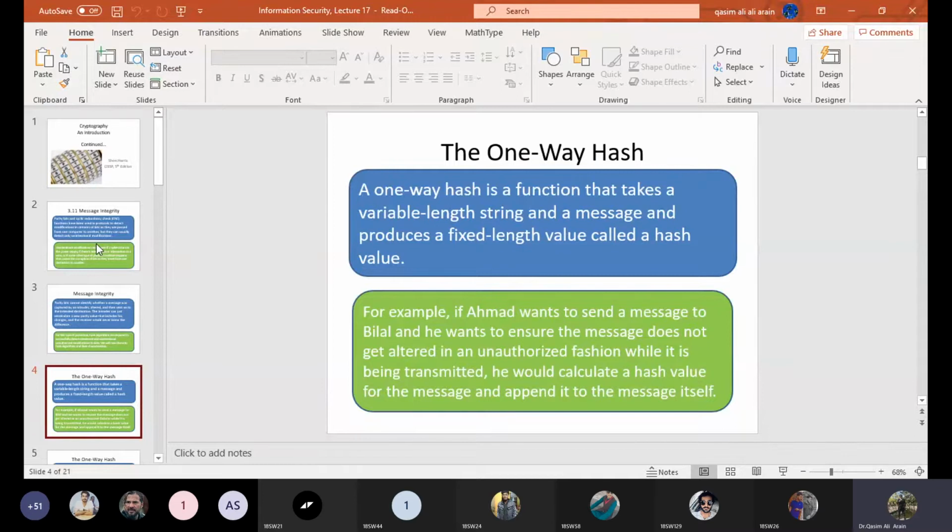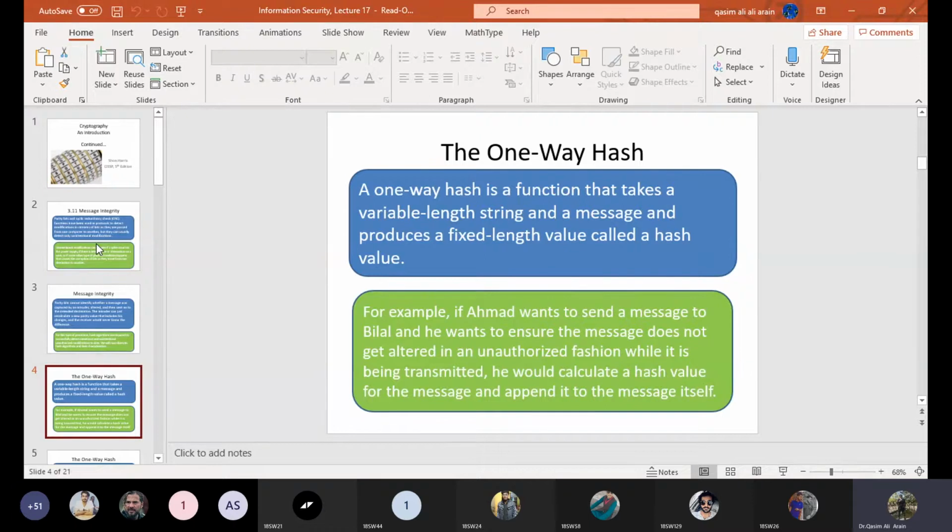This is going to calculate a value based on a certain sort of text, and that value is called a hash value. For example, if Ahmed wants to send a message to Bilal, and he wants to ensure that the message must not get altered in an unauthorized fashion while it is being transmitted, he would calculate a hash value for the message and append it to the message itself.